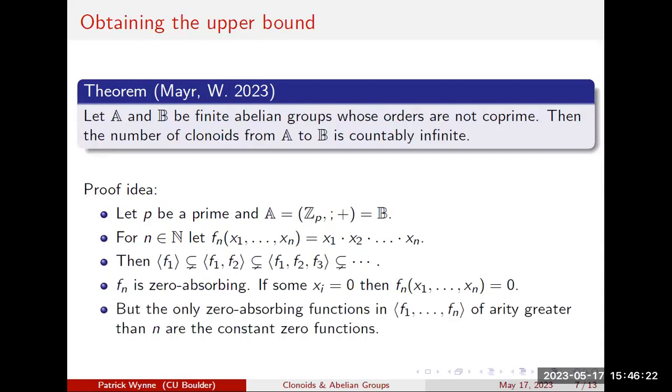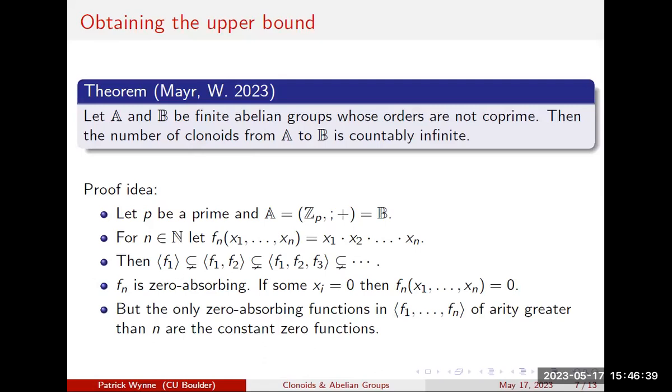But if we look at the functions inside, say, the clonoid generated by f1 and f2 of arity greater than 2, it turns out that the only functions inside here that have this property of being zero absorbing are actually just the constant zero functions.